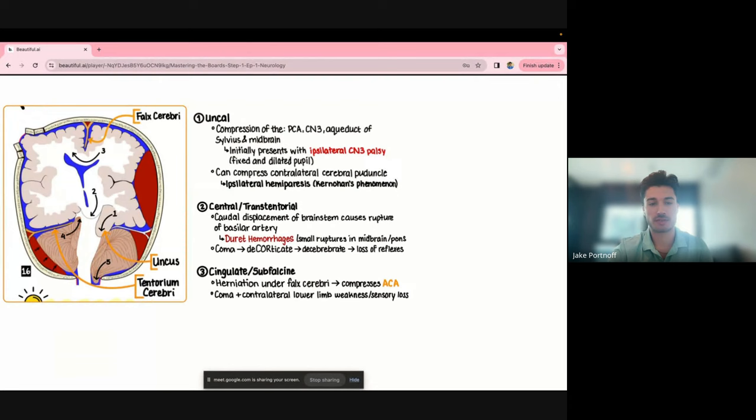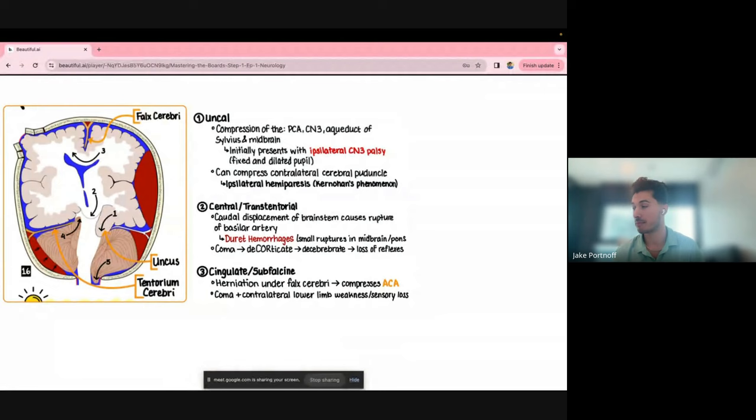And finally, just for the purpose of time, we'll go through three here, which is your cingulate or subfalcine herniation. Classic association here is your anterior cerebral artery, guys, runs right here. And so if you get this subfalcine cingulate herniation, you're going to compress your ACA. If you compress your ACA, you're going to look out for signs of contralateral hemiparesis and sensory loss of the lower limbs predominantly.